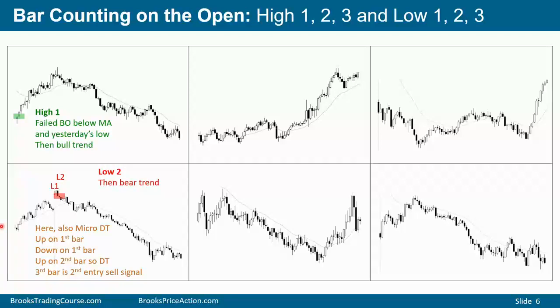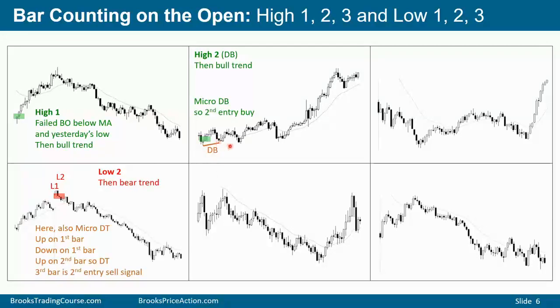Micro double top, the market went up and down on the first bar, up on the second bar, and down on the third bar. Micro double bottom, we went above the first bar, we sold off, and then we went above the third bar. So small double bottom with the low of the first bar and the low of the third bar. A lot of traders will buy that as a second entry buy.